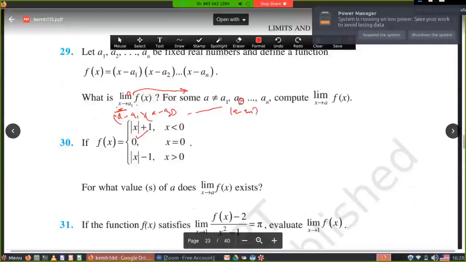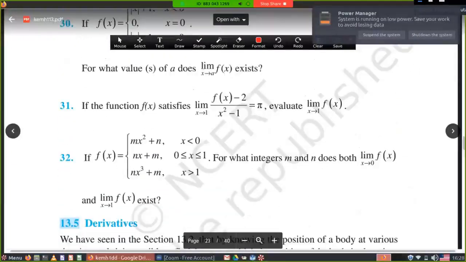The mod function, I have told you how to do the questions of mod. Now, question number 31 is the question I have to discuss further. If the function f(x) satisfies this limit as x tends to 1, then evaluate the limit of f(x) as x tends to 1.